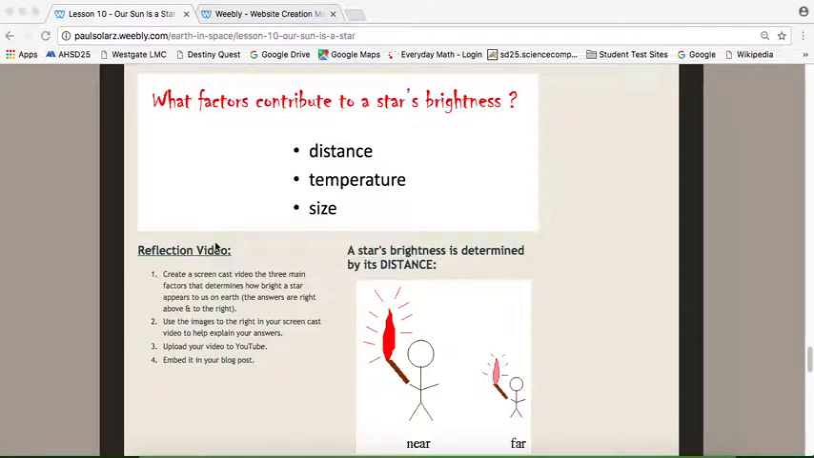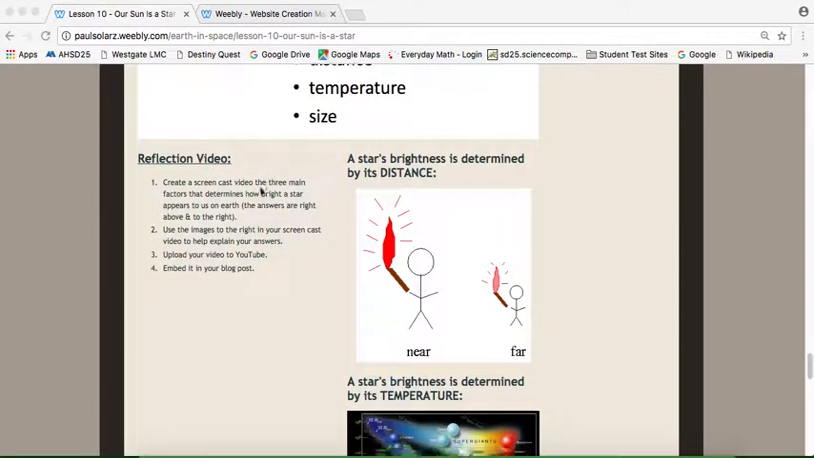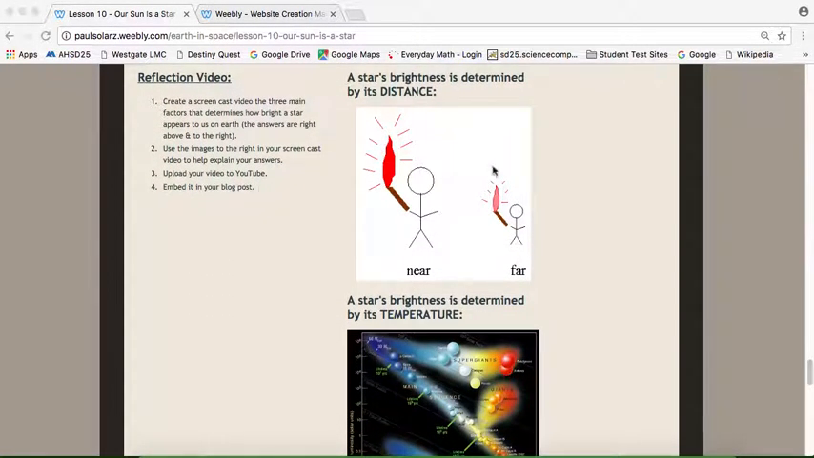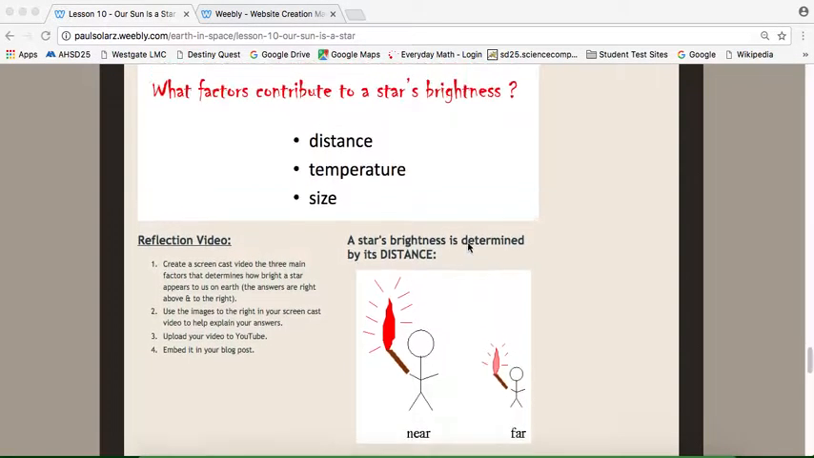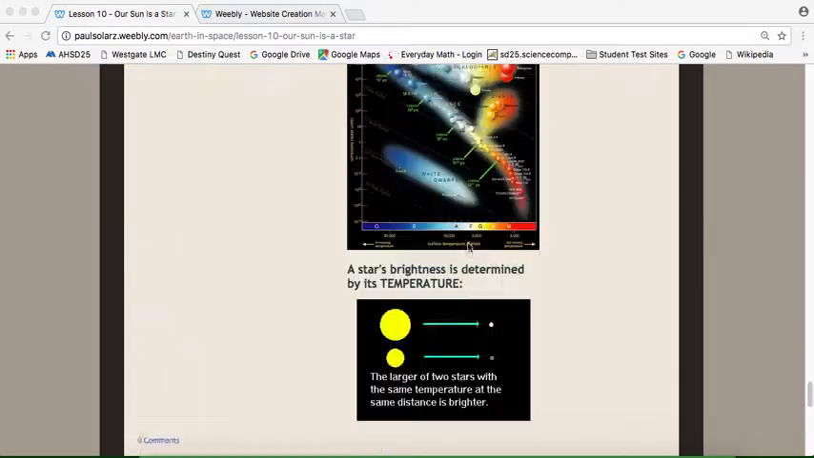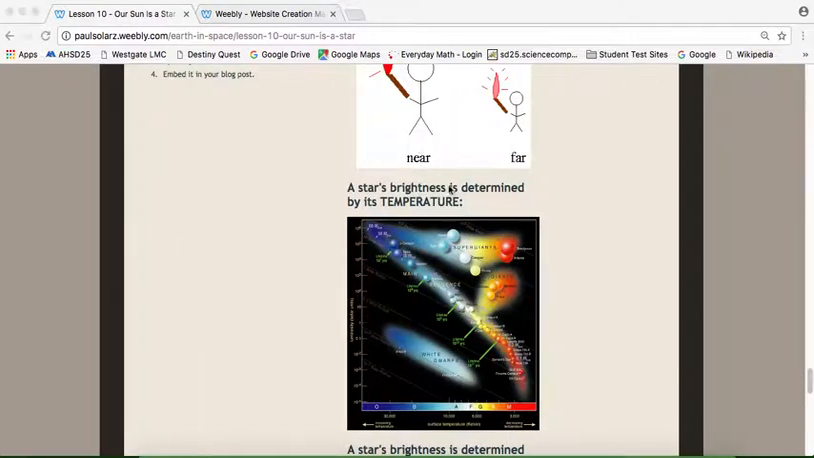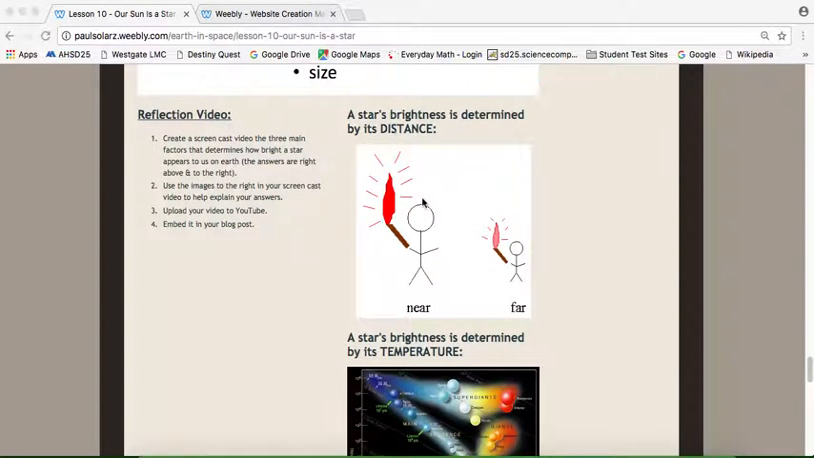Okay, sorry about that, but these are what a star's brightness is like. It's hotter. What factors contribute to a star's brightness?